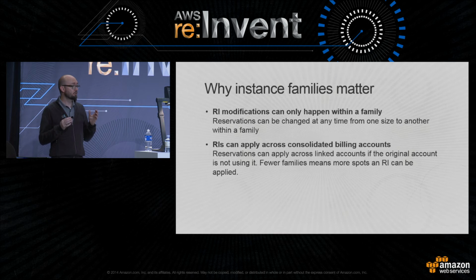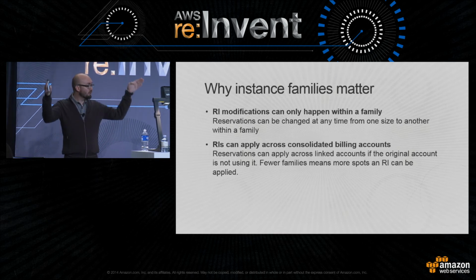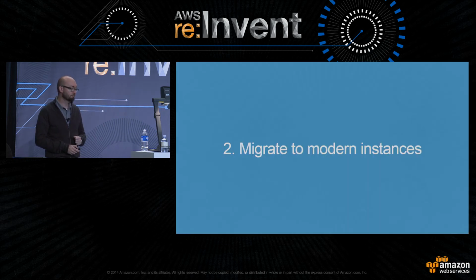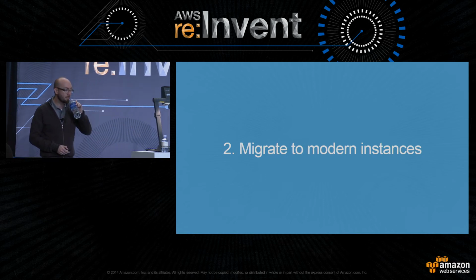That's great. The reality, though, is you need fewer instance families and more instances in order to increase the likelihood that Amazon will be able to find another instance to apply that reservation to. So by consolidating instance families, it gives Amazon more flexibility when they run the algorithms to apply this, to actually get RIs applied and increase your RI utilization rate. The second piece here is to migrate to modern instance types.